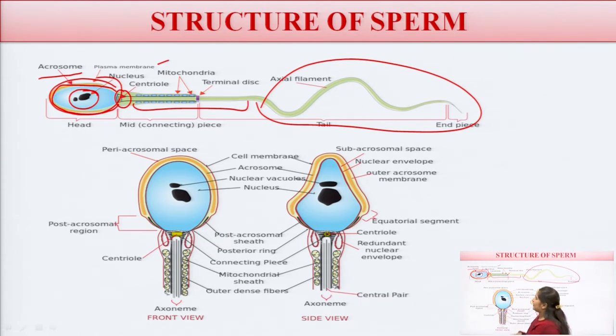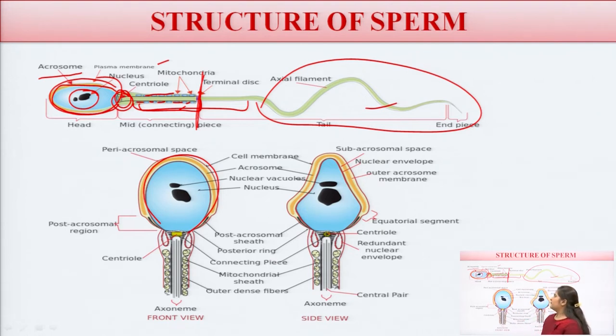The nucleus is present at the center of the acrosome, and there is a centriole. After that there is a terminal disc. The mitochondria are present here. Why are mitochondria present here? Because they produce energy for movement. So, mitochondria provide the energy, and this is the terminal sac after the formation of the zygote, when the sperm is fused with the egg. From here it is disconnected, and this is the axial filament.